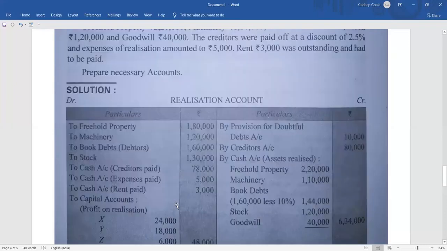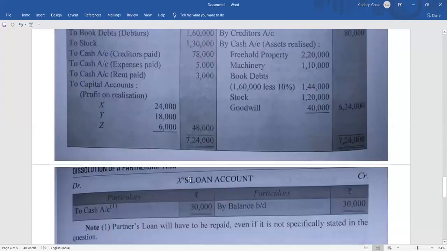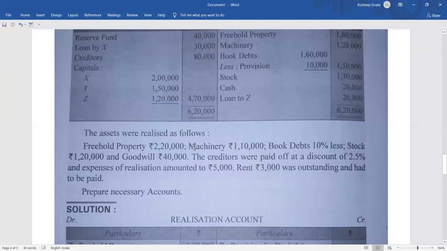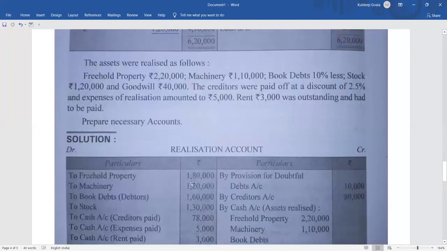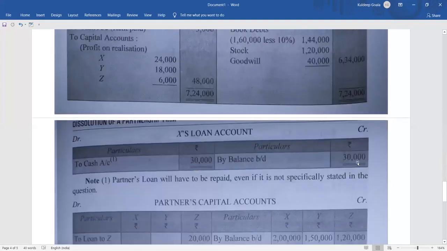Now coming to the next one, what will be the next account? We have to prepare the loan account of X, the loan by X. X loan account. What is the loan amount? It is 30,000. So what will you write? By balance brought down 30,000, because it's a loan liability, so it will come on the credit side. Since there is no information on how it is settled, we'll directly pay it in cash. So to cash account 30,000.